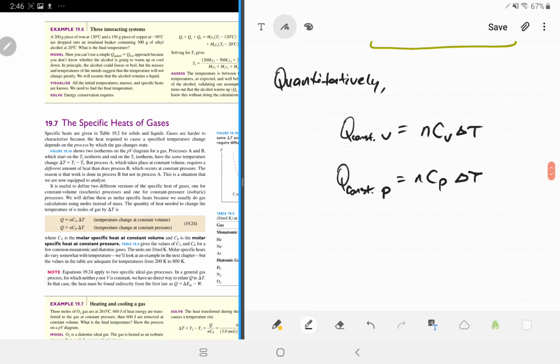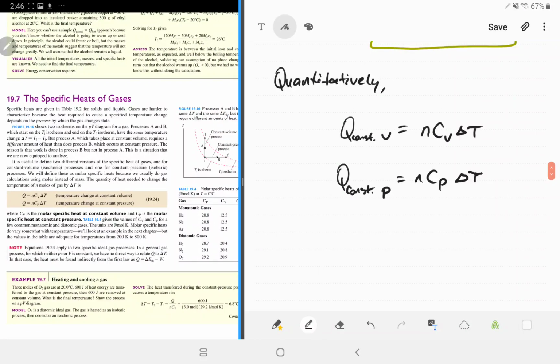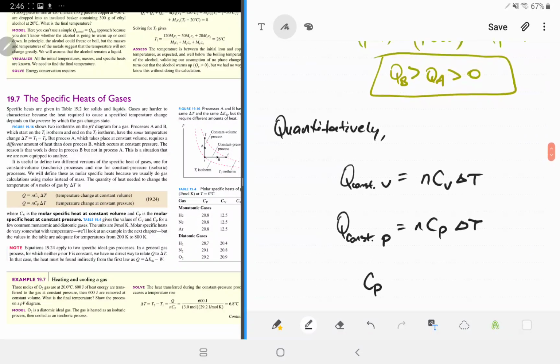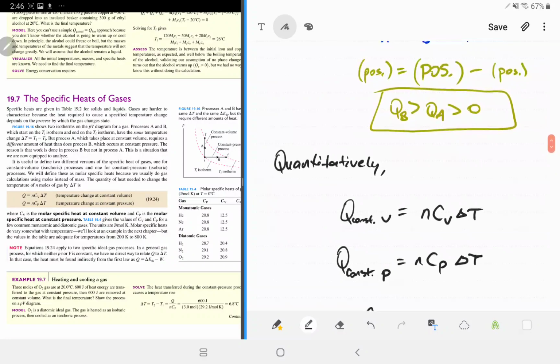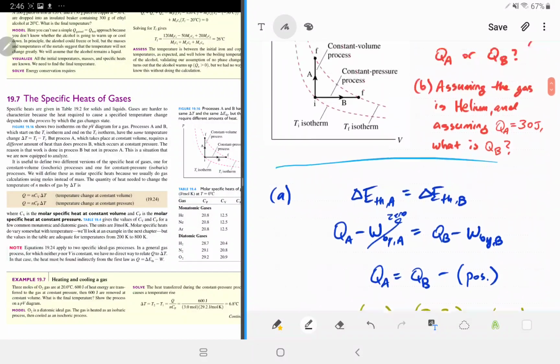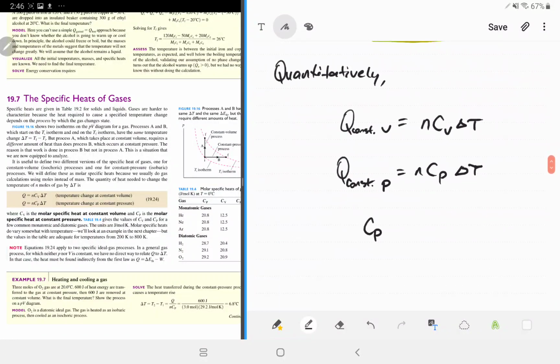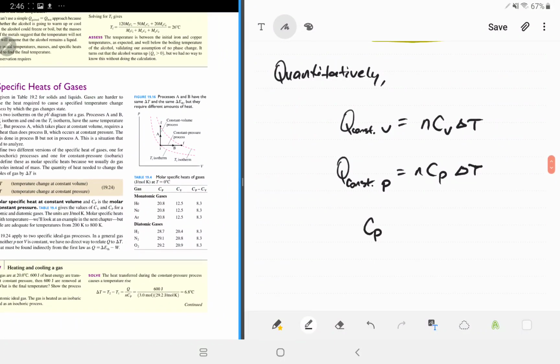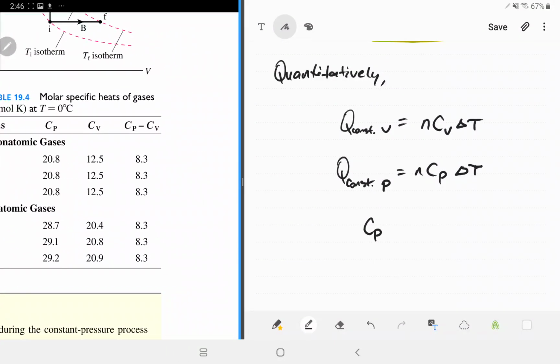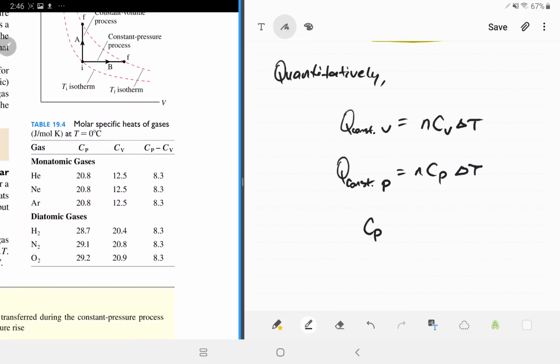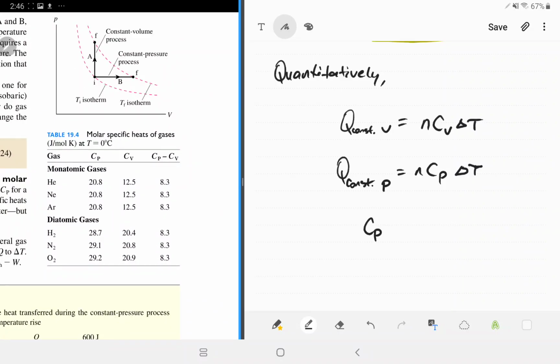Now the book goes into more detail about this, but these two coefficients, CV and CP, are related. We already saw that if delta T is positive, both these Q's are positive. And we just saw that a constant pressure process has a bigger Q than a constant volume process. So we know CP is bigger than CV. And it turns out that the difference between the two is exactly the same no matter what. Notice in this table here, CP minus CV looks like the ideal gas constant, R. CP is equal to CV plus R.